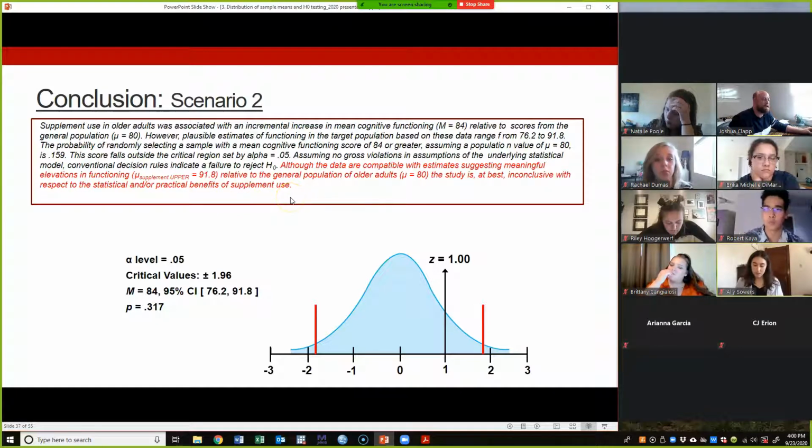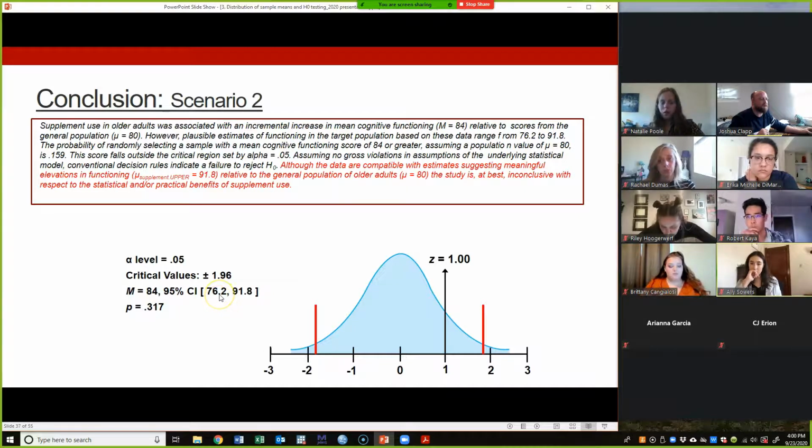Okay? So again, we're just saying we don't know, right? At best, our data are inconclusive. We can't say whether or not supplements help. We don't know. Reasonable estimates, based on the data we've collected, go from a small decrease associated with supplement use to a fairly large increase. I don't know, right?